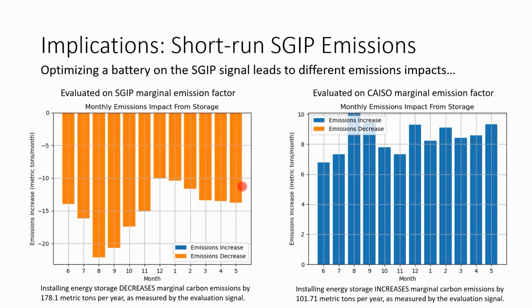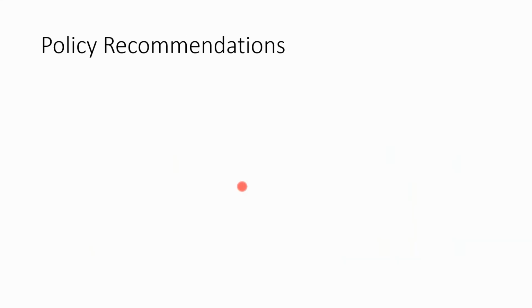So we can see that there's some real world consequences of getting these metrics correct, and making sure that we're actually seeing real world decreases in emissions rather than just modeled decreases in emissions. And so finally, what are the recommendations for how we should move forward in light of these findings?